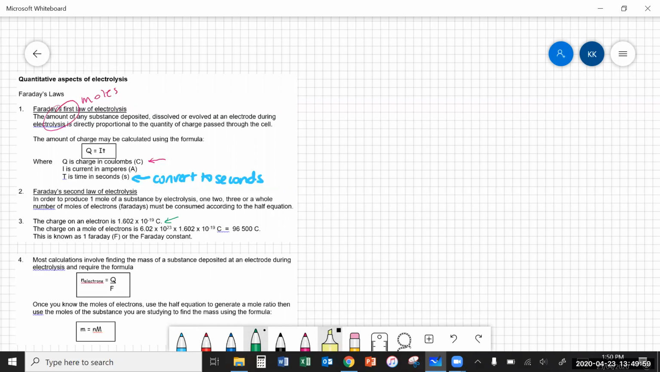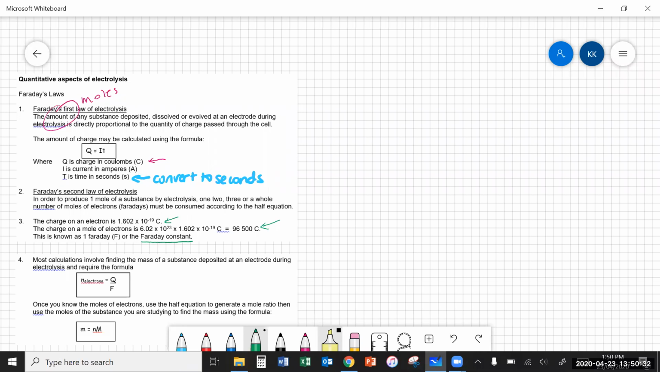But if we know the charge on one electron, we can work out the charge on a mole of electrons just by multiplying by the Avogadro number. That charge comes out to be 96,500 coulombs, and that is known as the Faraday constant. You'll always be given the Faraday constant in exams. You don't have to memorize it, although after a few examples you'll probably know it.